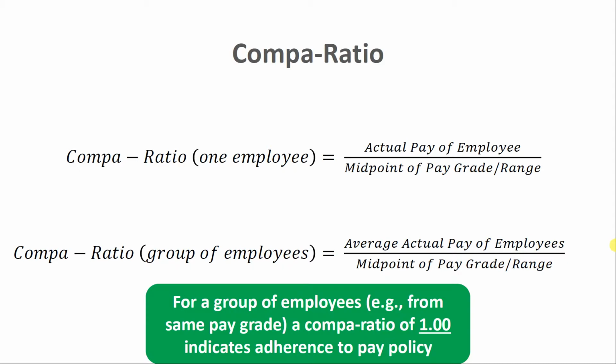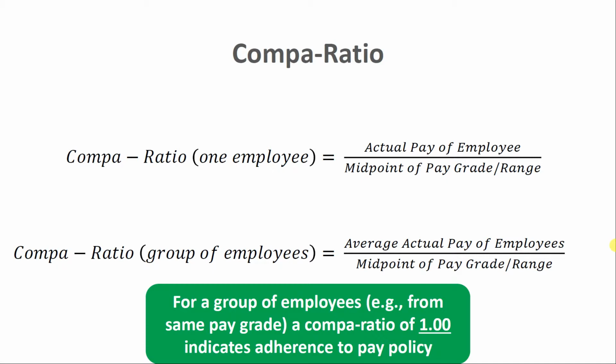Now, if we were to see a compa-ratio greater than 1 for a group of employees, this would mean that we are actually paying on average more than that midpoint of that pay grade or pay range in which those employees actually work. Now, if our compa-ratio is less than 1, that means that we're paying on average less than that midpoint.